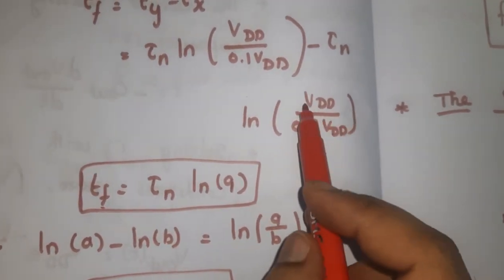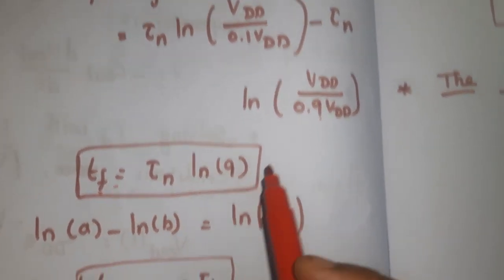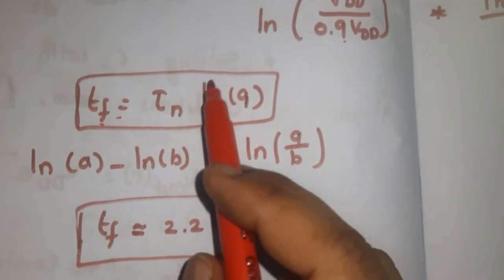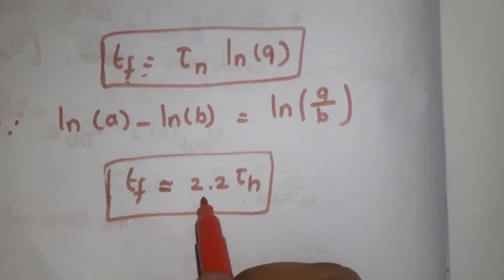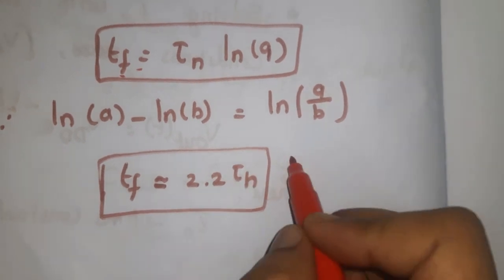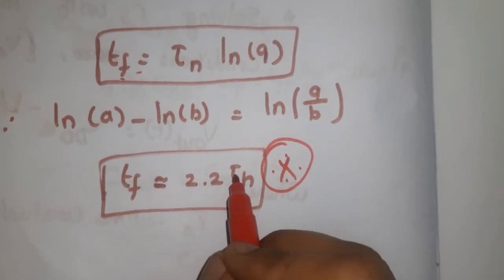Using this formula we solve this equation and we will get Tf is equal to tau n ln 9, and we put the approximate value of ln 9, we will get fall time is equal to 2.2 tau n. So this is a very important equation. Fall time is equal to 2.2 tau n.